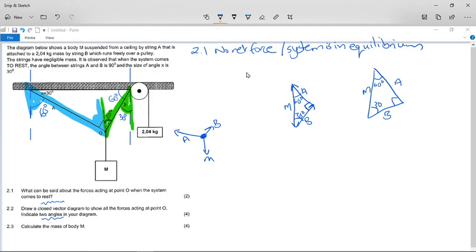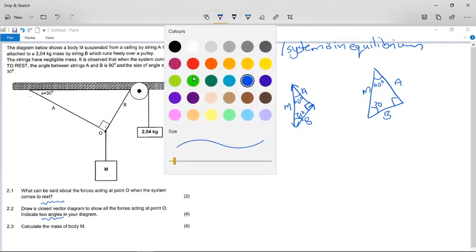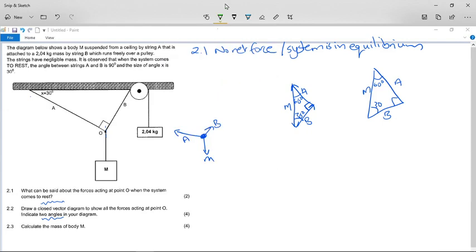So to calculate the mass of body M, we have to look at what we know already. And if we look at this diagram here, what we actually know is this 2,04 kilo mass over here. So if we look at this 2,04 kilo mass, what do we know about this? We know there's only two forces acting on it. We've got the weight acting downwards, and we've got this tension B acting upwards, okay? Now remember, the tension in the string is the same everywhere, it's just in different directions. So this tension going up the string here is exactly the same as that tension going up there.